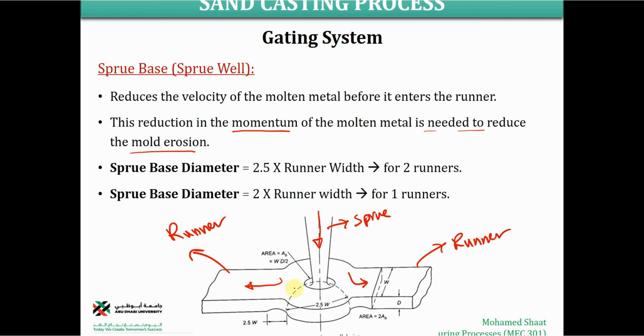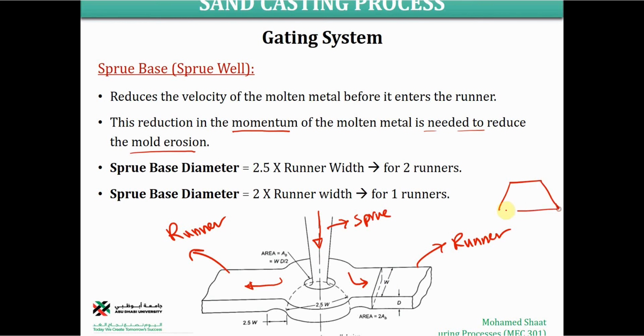So that's why we have to use the sprue well to prevent or avoid this problem. And these are the standards of the sprue well diameter in comparison to the runner width. If you remember in the mold design, we said that the runner typically takes a trapezoidal shape, right?